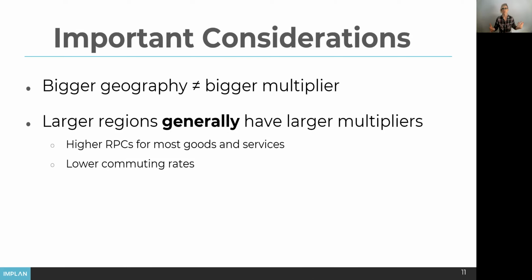They also usually have lower commuting rates. If you think of a single county, there's probably a lot of workers that live outside that county and commute into that county. But if you look at a state as a whole, percentage-wise, there's probably fewer workers that commute from outside of the state into that state when you're comparing that commuting rate to the commuting rate of a county.